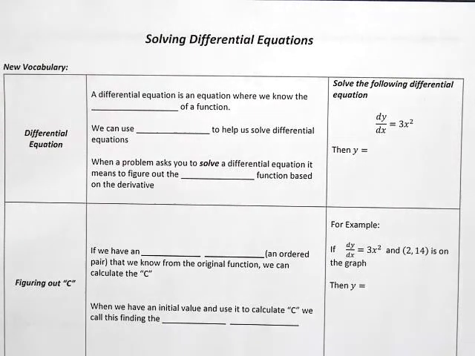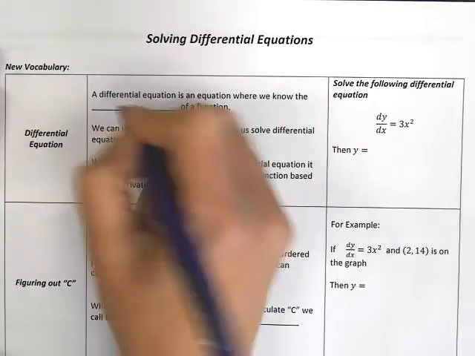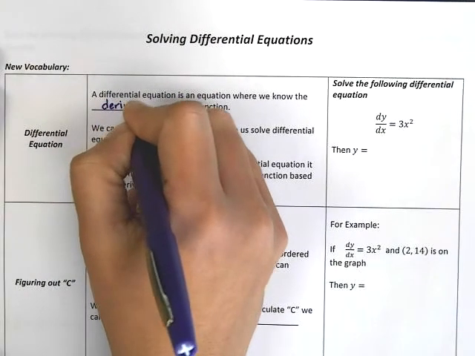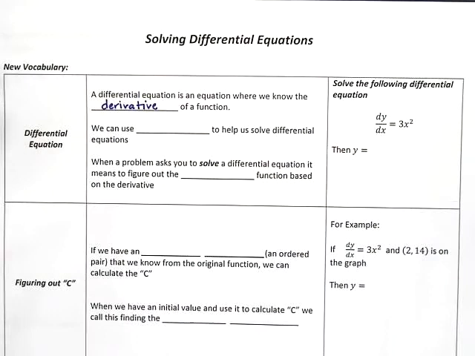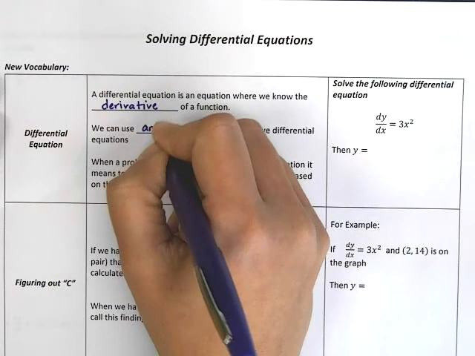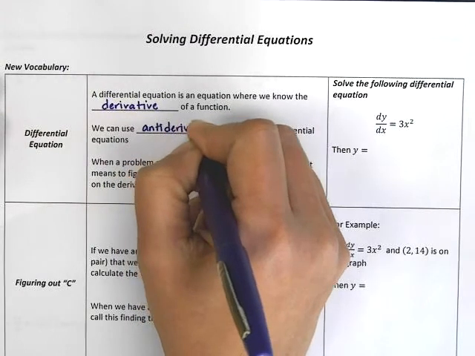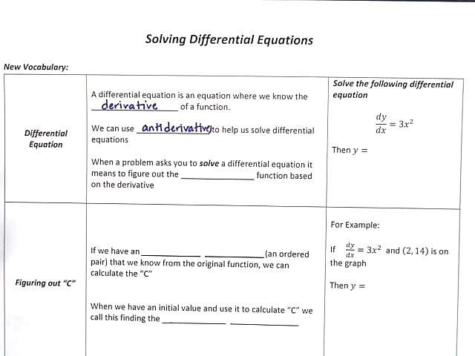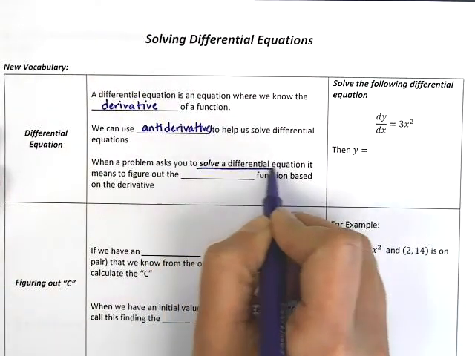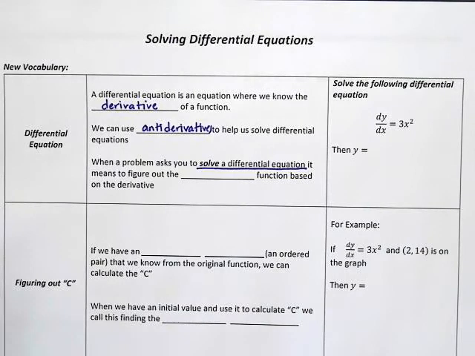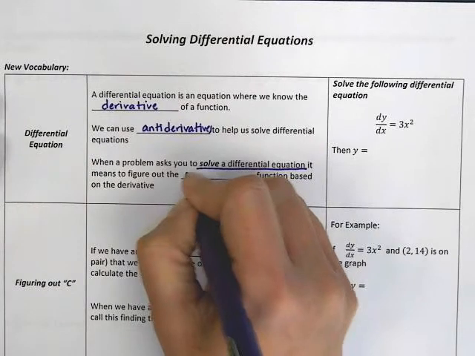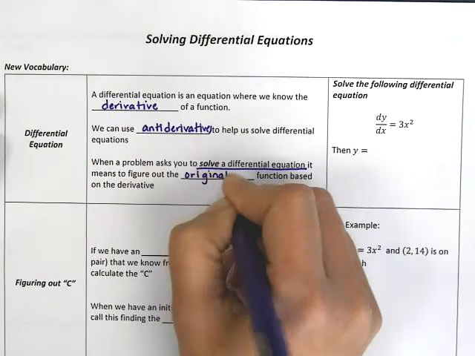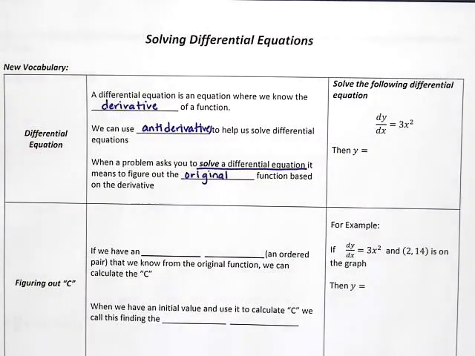So let's start by defining what a differential equation is. A differential equation is an equation where we know the derivative of a function and we can use antiderivatives to find the functions. Now the directions are often going to say that we are trying to solve the differential equation. When the directions say that, what it really means is to figure out the original function based on the derivative that we have. So if we know the derivative, can we figure out the original?